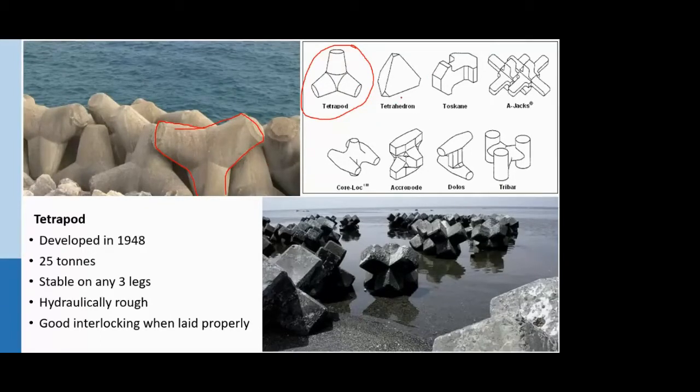If you see this sketch on the top right side, you can see there is a tetrapod, a tetrahedron, some Toscan or Ajax. Now, all these are the names given by the companies which manufacture them. So these are patented products, and obviously the name is also given by the company. And if you see all these shapes, they are irregular shapes.